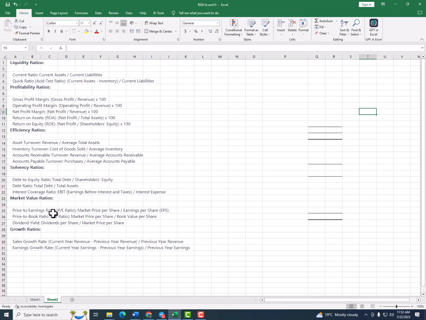Then you have the market value ratios, such as price to earnings ratio and dividend yield, which is dividend per share divided by market price per share. Then we have the growth ratios, which simply show you at what rate the company has grown within the period under review. Now that we have taken a snapshot of the financial ratios that exist, we are going to do it practically with the help of a sample question.